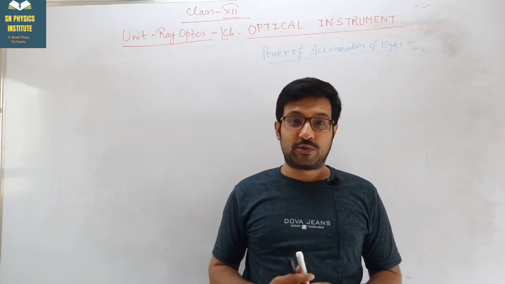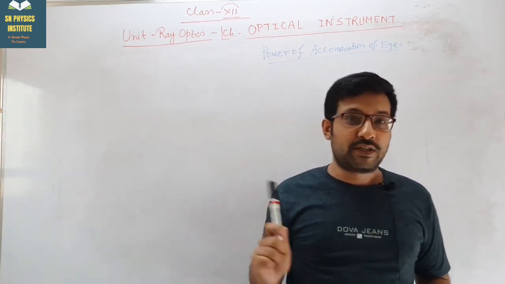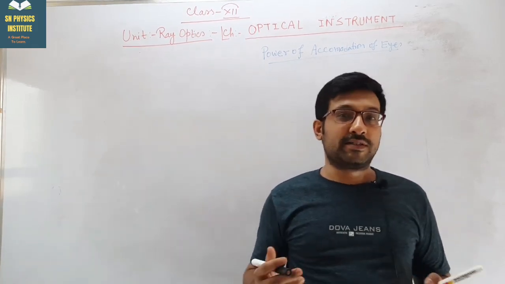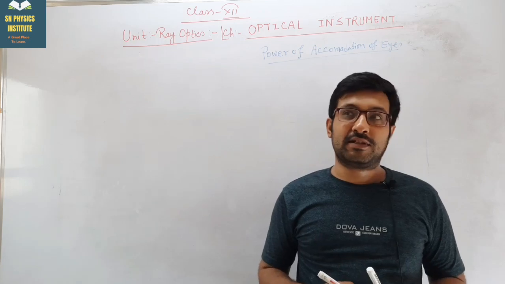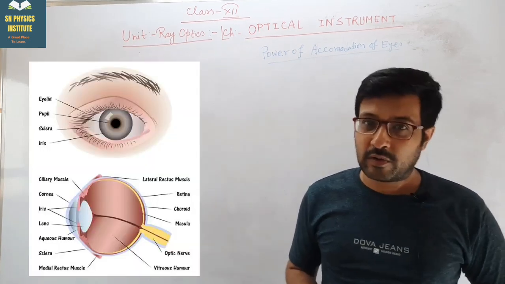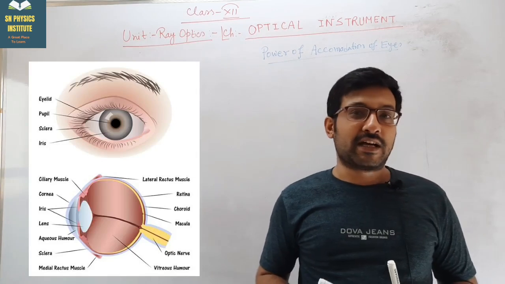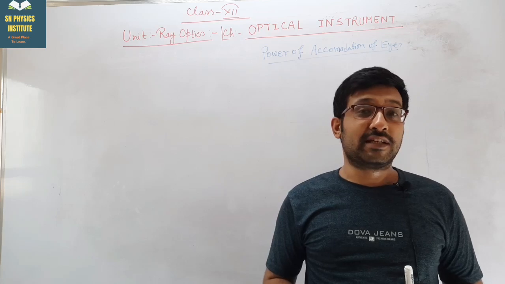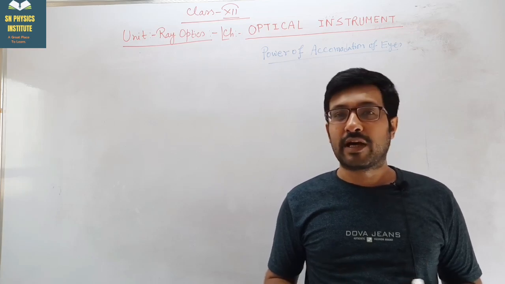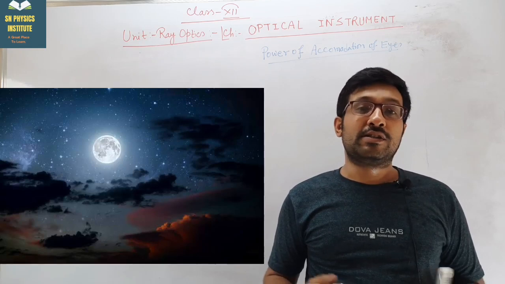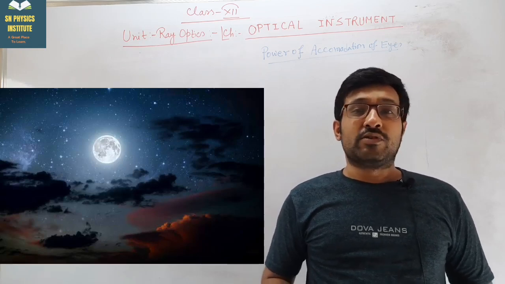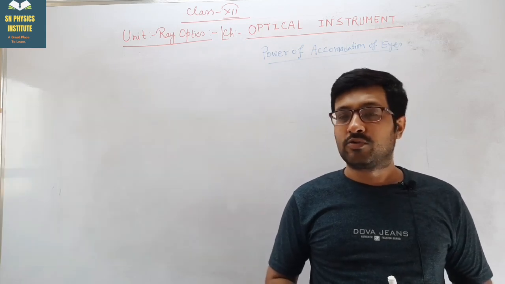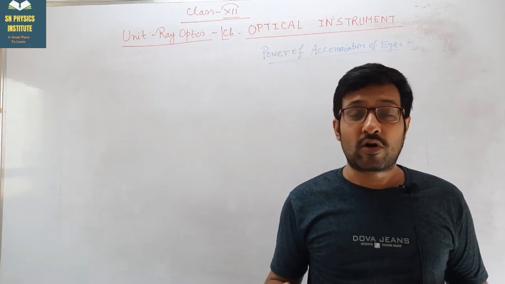Hello everyone. Today I am starting optical instruments. At first we have to know what our eye is. Our eye is just a natural lens. Now the first question is: how far can you see with a normal eye? The answer is infinity, because you can see stars and the sun with the naked eye. They are very far from us, yet you can see them with a normal eye.